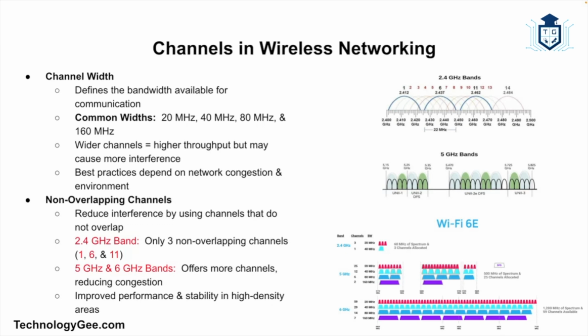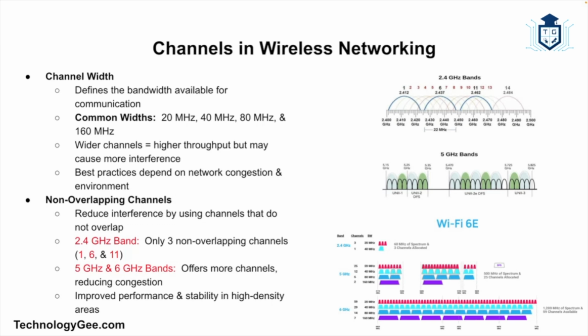All right, so let's begin with talking about channels and wireless networking. So wireless channels determine how much data can be transmitted over a network, and channel width defines the bandwidth available for communication, which is commonly set at 20 megahertz, 40 megahertz, 80 megahertz, or even 160 megahertz. And wider channels offer higher throughput, but can lead to interference, especially in congested environments.